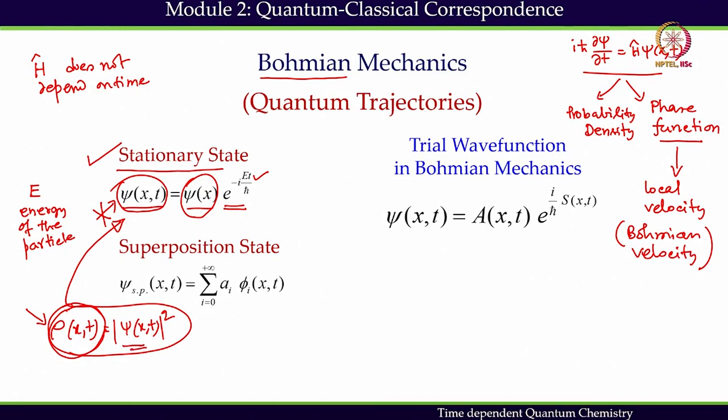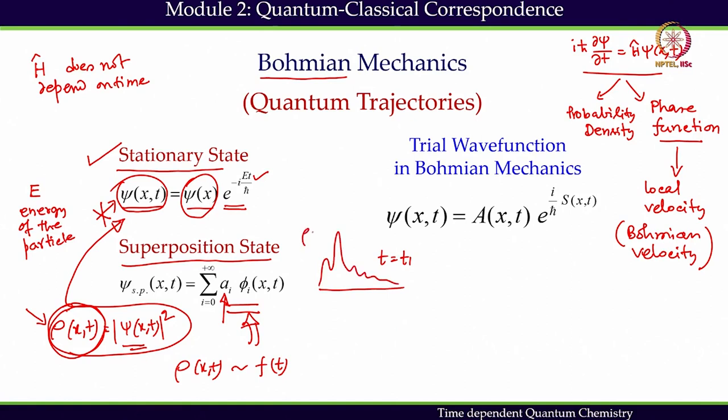In order to observe time dependence, we have understood that a superposition state is very important, and it is expressed by a linear combination of different stationary states with their expansion coefficients. That makes rho x t dependent on time. It can be a function of time only for a superposition state. What does it mean? It means that at t equals t1, I have some density. This is rho versus x. Again, at t equals t2, I have some other density. So the density is changing as a function of time, x and t. It means that I have dynamics in the quantum system.